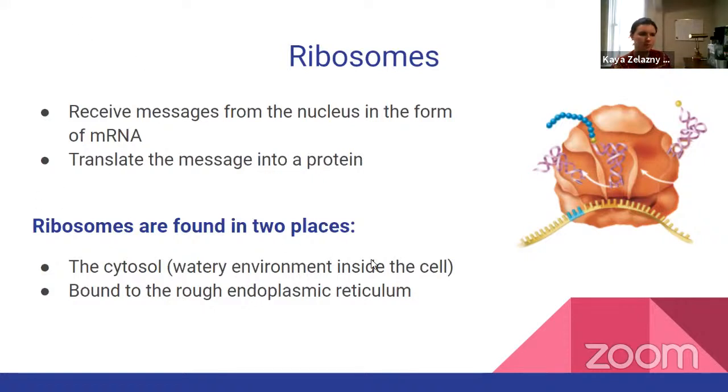So some of our ribosomes are going to be free floating just around in that cytosol. And some are going to be bound onto a structure called the rough endoplasmic reticulum. In fact, it's these little circular ribosomes studding the endoplasmic reticulum that give it its rough appearance.